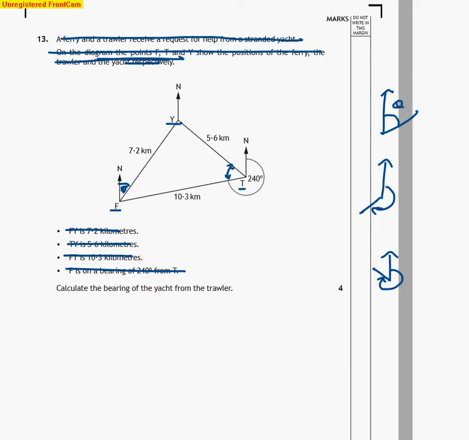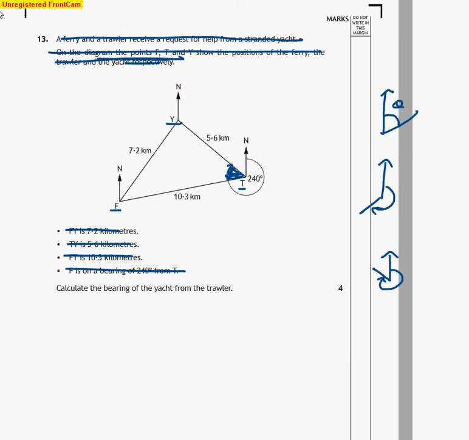So we need to work out this angle in here to get the bearing from the trawler to the yacht. Yeah, a little bit of a moment there. I just thought, is that right? So yes, we need to work out this angle.